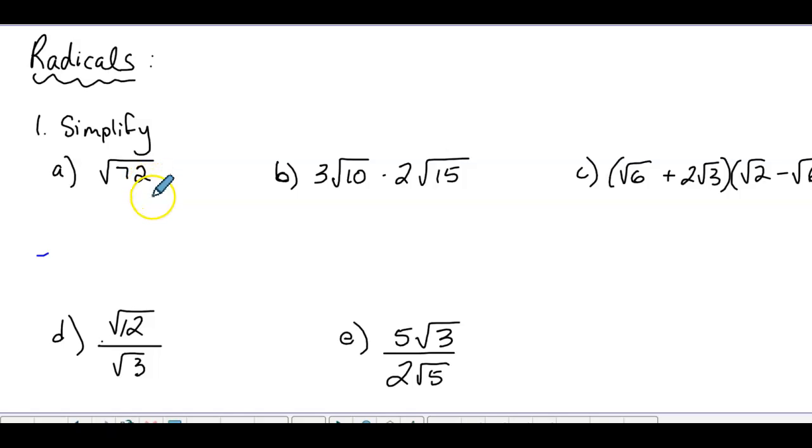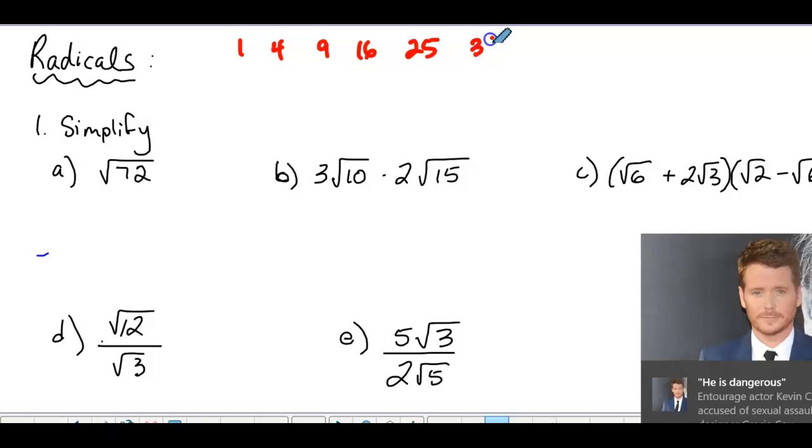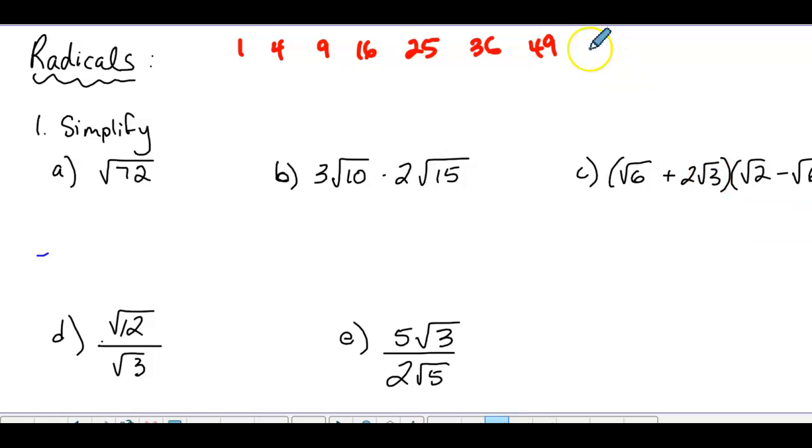So simplifying root 72. Things that you should remember, should try to memorize your perfect squares. So 1 squared, 2 squared, 3 squared, 4 squared, 5 squared, 6 squared, 7 squared, 8 squared, 9 squared, 10 squared, at least up to 100. If you can memorize 11 squared is 121 and 12 squared is 144, that's helpful too.